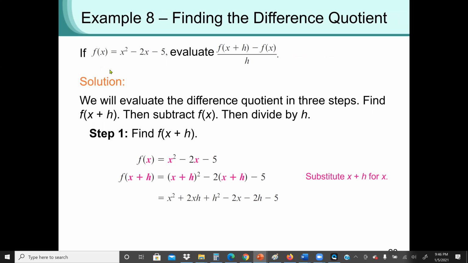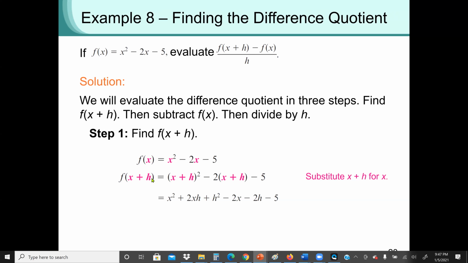So for example, if we have f at x equal to x squared minus 2x minus 5, we should find f at x plus h minus f at x, divided by h. First, anywhere we see x, if I'm looking for f at x plus h, it means we substitute x with x plus h. So here we're going to get x plus h all squared minus 2 times x plus h minus 5. And that's equal to f at x plus h.